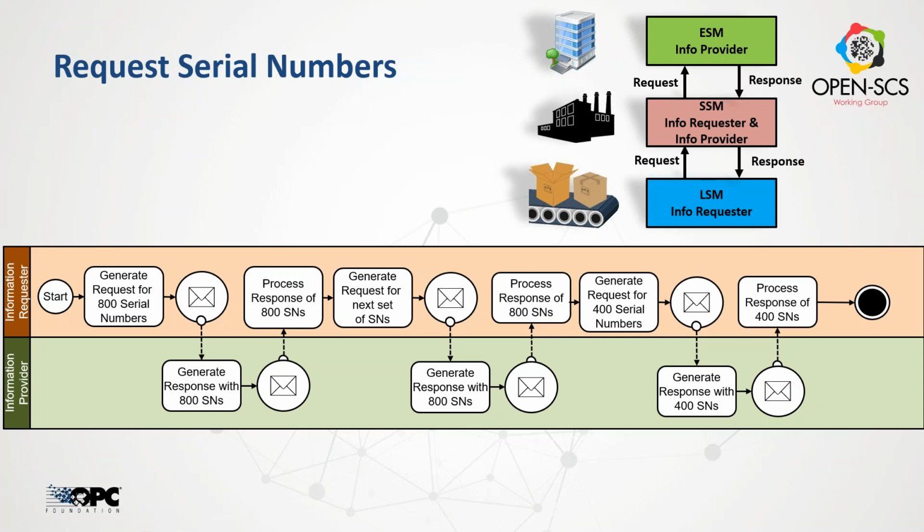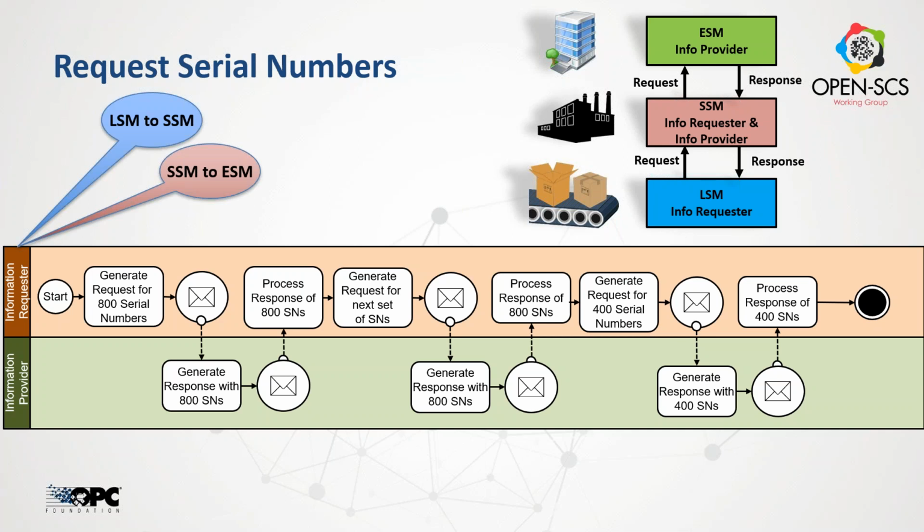I need 1 million serial numbers. So it's going to be requesting those. The same interfaces we have defined could work from the LSM to the SSM, or from the SSM to the ESM. Both of these things are essentially the same interfaces. I'm simply asking for serial numbers that happen to be in a slightly different state.